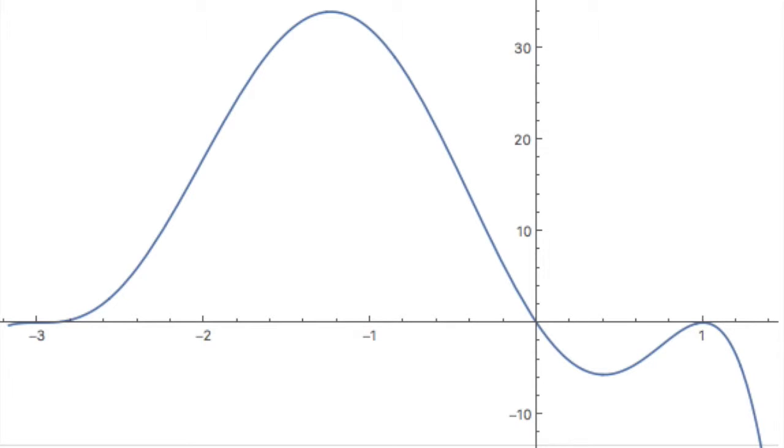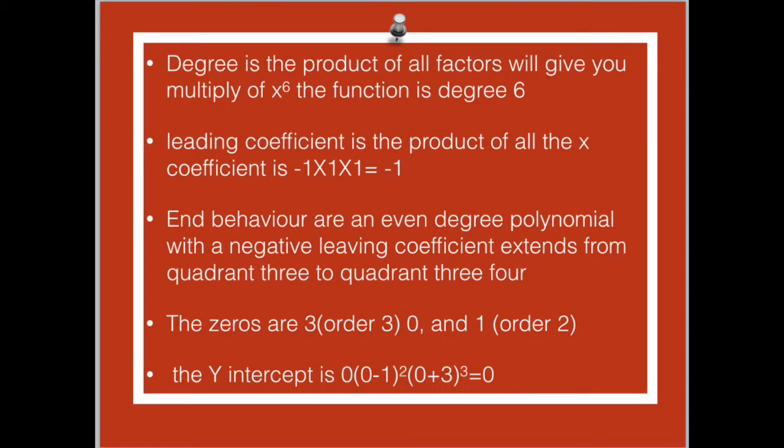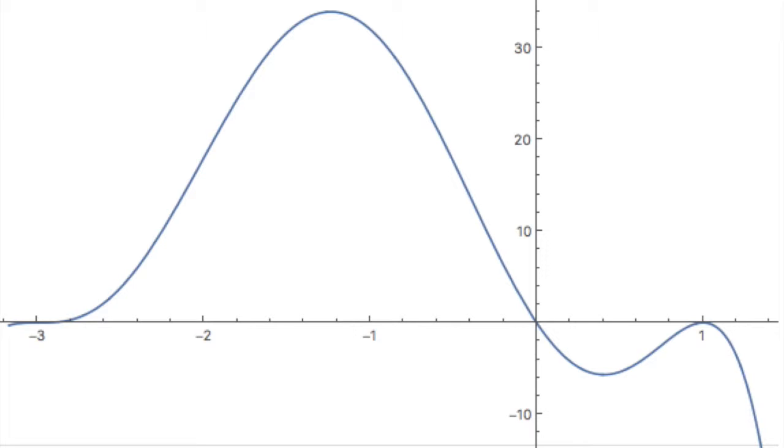Leading coefficient is the product of all x coefficients: negative 1 multiplied by 1 multiplied by 1 equals negative 1. End behavior is that of an even degree polynomial with a negative leading coefficient, extending from quadrant 3 to quadrant 4. Zeros are negative 3, order 3, 0, and 1, order 2. The y-intercept is f(0) equals negative 0, bracket 0 minus 1 bracket to the power of 2, bracket 0 plus 3 bracket to the power of 3, which equals 0.